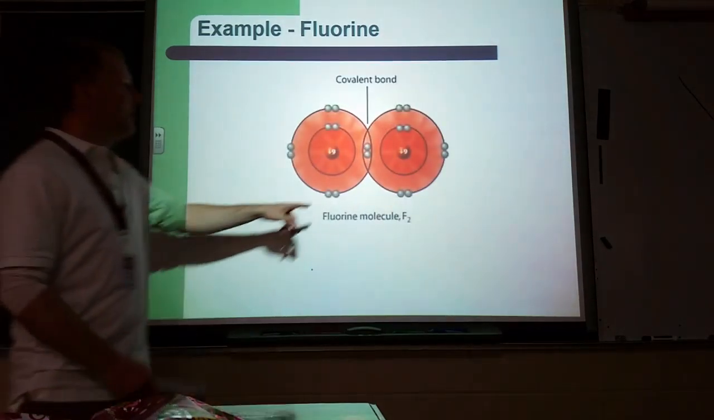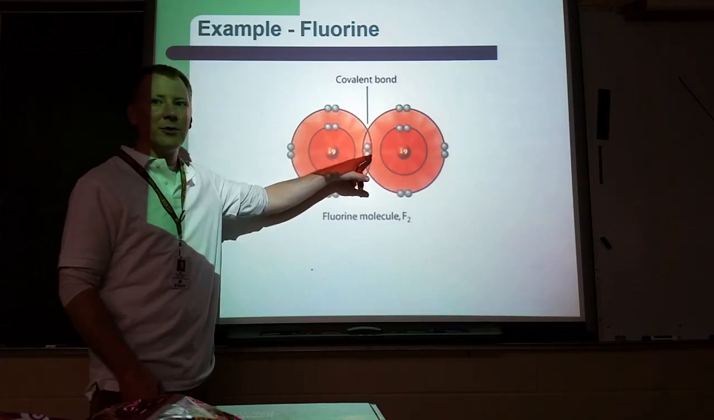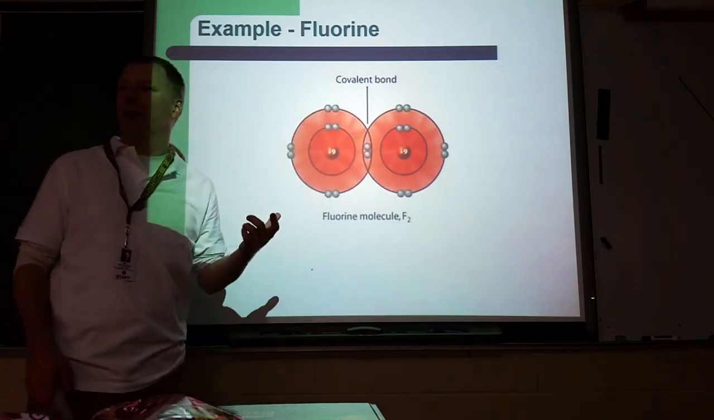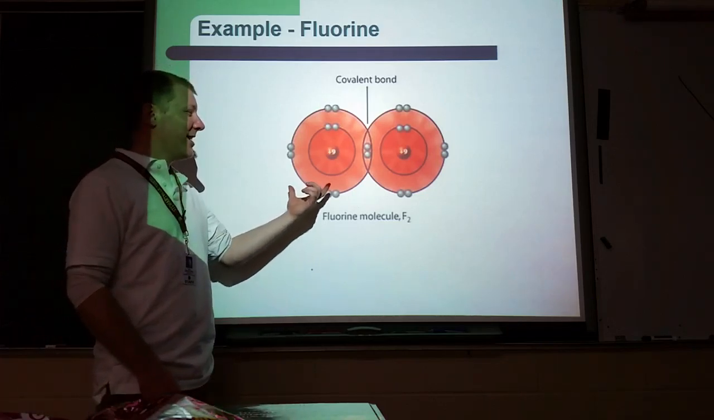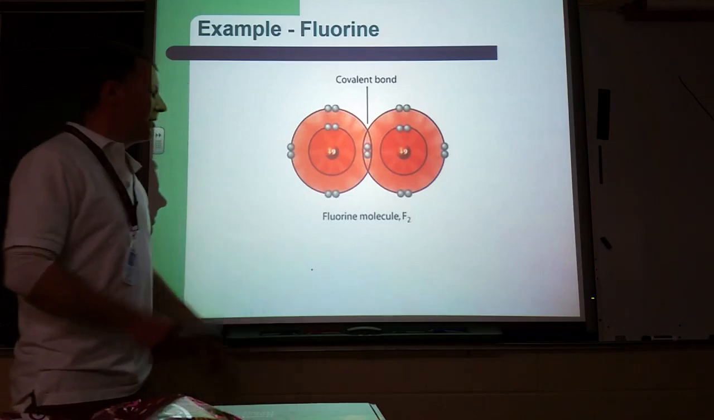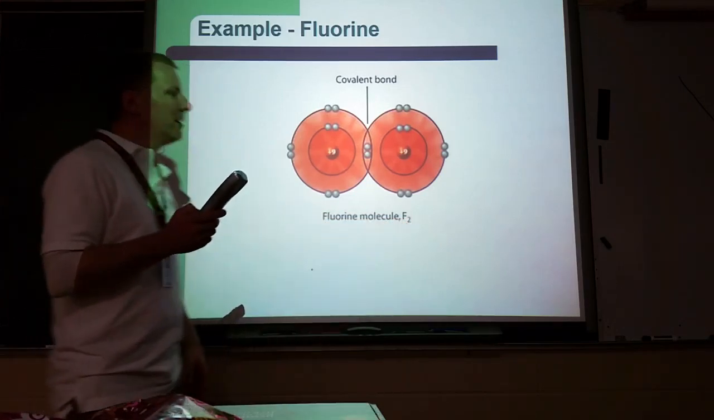So they merge, and then we could draw it this way where these two are shared between them. And now if you count the electrons around each, they actually have 10 electrons. It's kind of around each, and that makes that second shell full. And we get a fluorine molecule, which is F2, we'd write it.